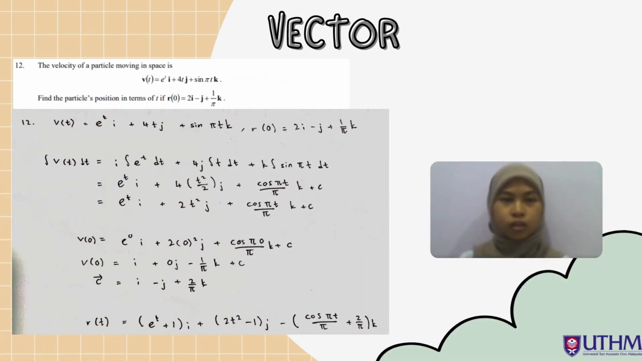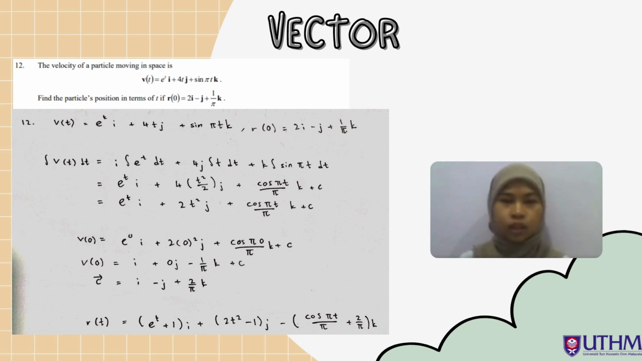For question number 12, the velocity of a particle moving in space is V(t) equals e to the power of t i plus e to the power of 4t j plus sin pi t k. Find the particle's position given r0 equals 2i minus j plus 1 over pi k. Again, just integrate the function given. We integrate e to the power of t, we get e to the power of t. Integrate t, we get t to the power of 2 over 2. And we integrate sin pi t, we get negative cos pi t over pi plus c.